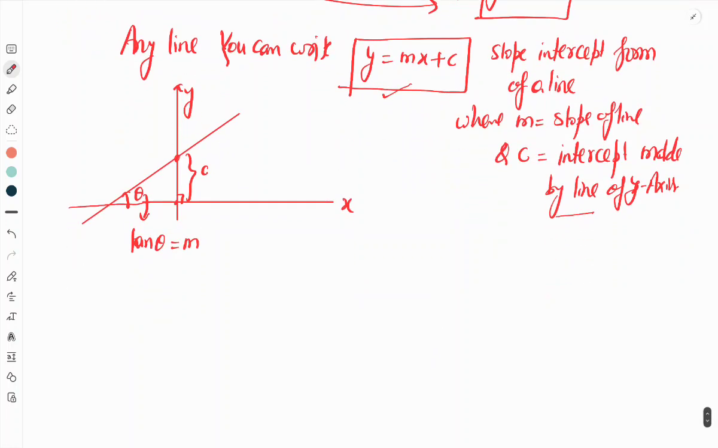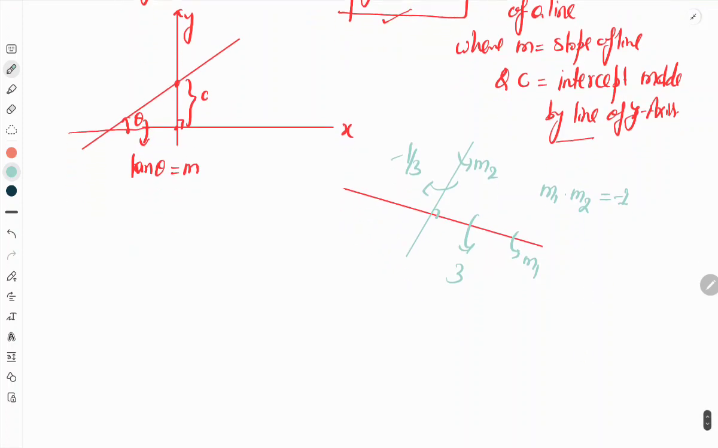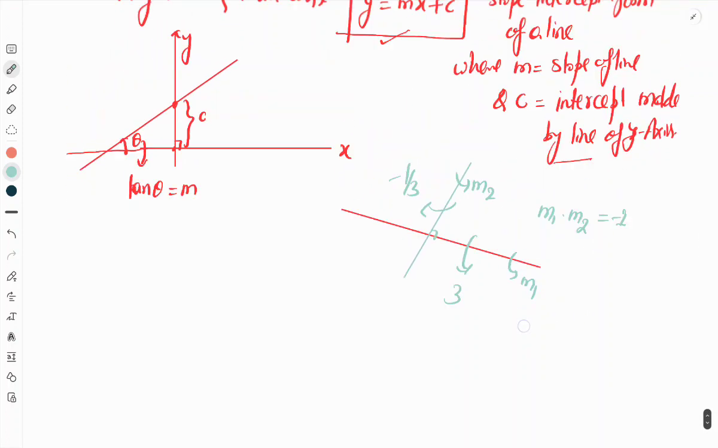Another thing I told you: if a line is there, and another line which is perpendicular to it, let's say its slope is m1 and the other slope is m2, then m1 into m2 is equal to minus 1. Let's say one slope is 3, then the other slope will be minus 1 upon 3. I hope this is clear.